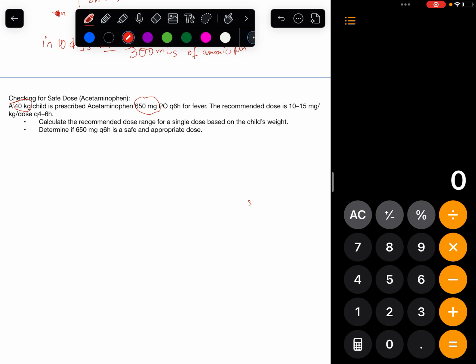So we know that the minimum dose should be 10 milligram per kilogram per dose every 4 hours, and max should be 15 milligram per kilogram per dose every 6 hours.